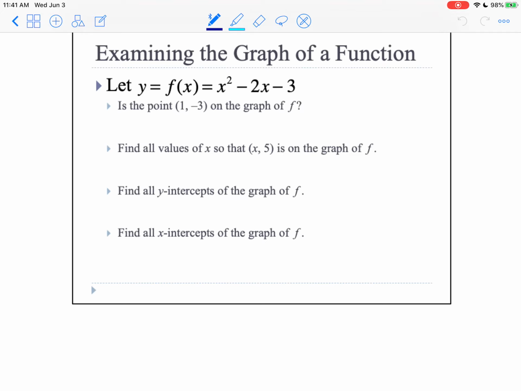So to verify that a point's on the graph, let's just find f of 1 and see if it's negative 3. If it's not, then no, it's not on the graph, because there can only be one output when I plug in 1. So we do 1 squared minus 2 times 1 minus 3. 1 squared is 1, minus 2, minus 3. So 1 minus 2 is negative 1, minus 3 is not negative 3. And so, no, the point 1, negative 3 is not on the graph.